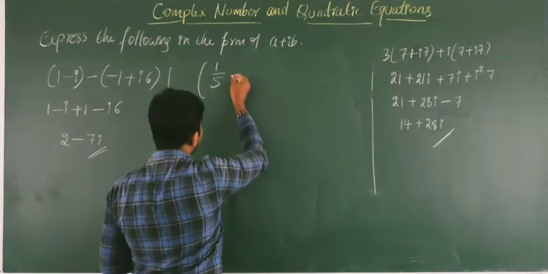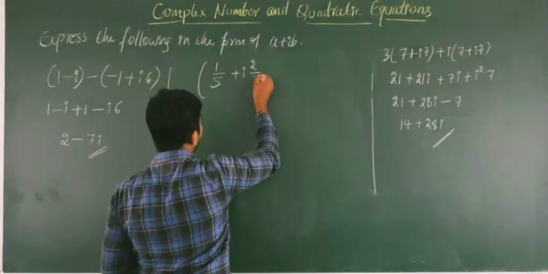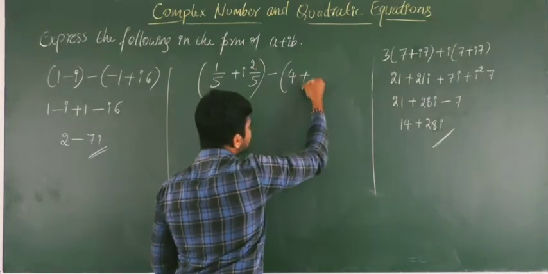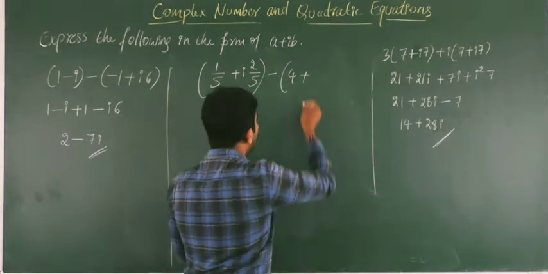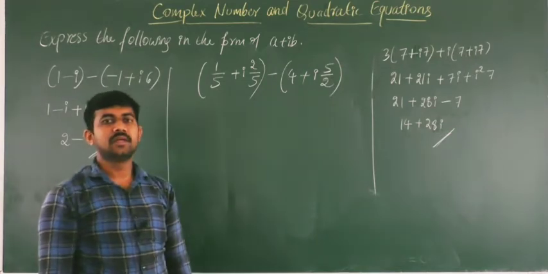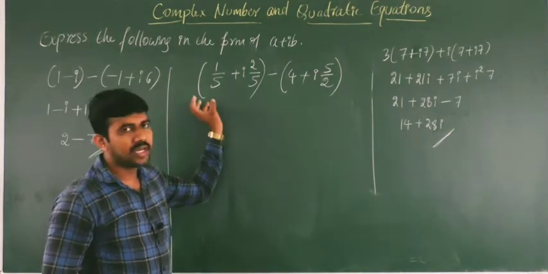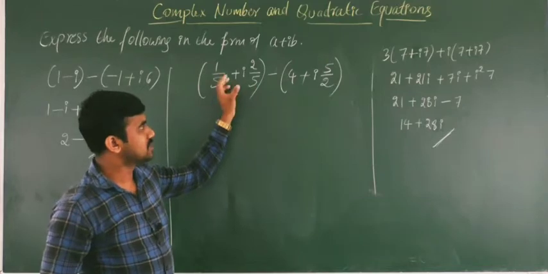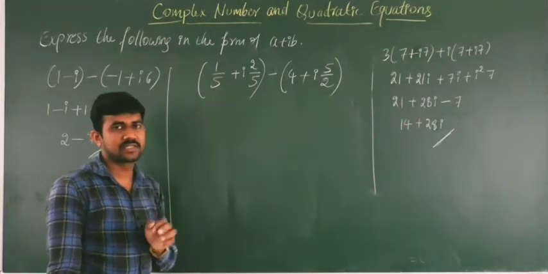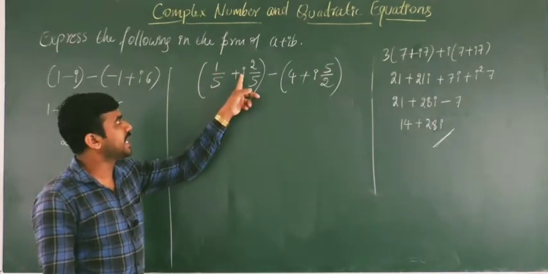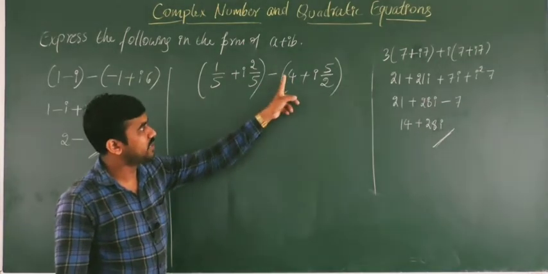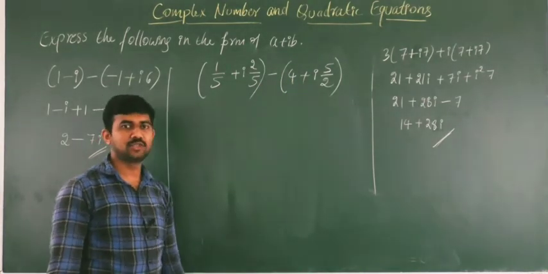The next question is (1 by 5 plus i into 2 by 5) minus (4 plus i into 5 by 2). One level earlier was the first level question, and this is the second level, in which they have given fractions. So 1 by 5 plus i into 2 by 5, minus, with the minus outside, 4 plus i into 5 by 2.